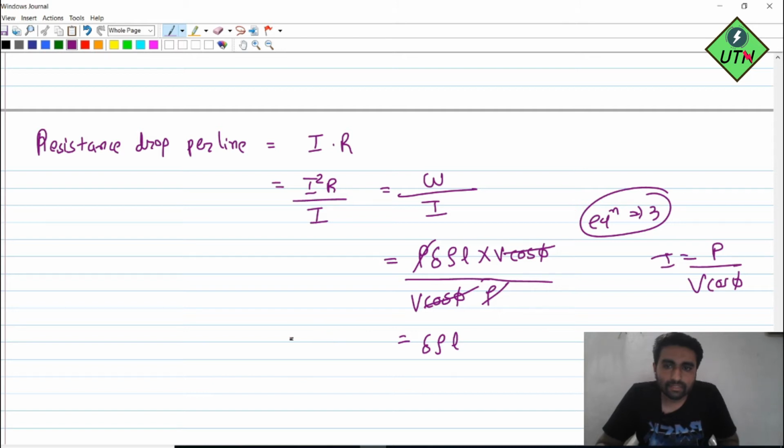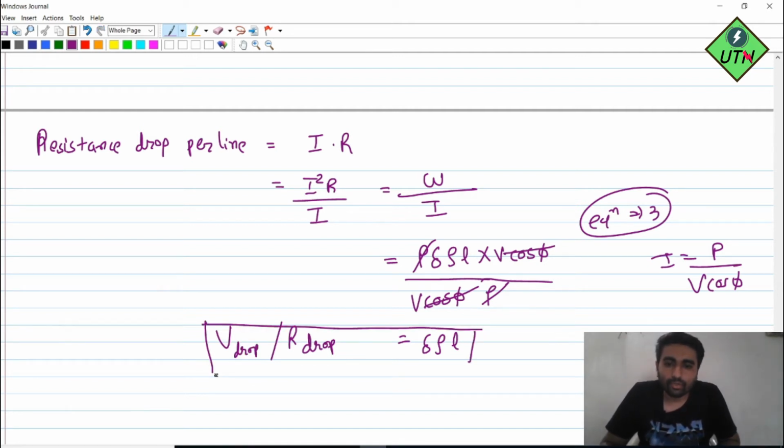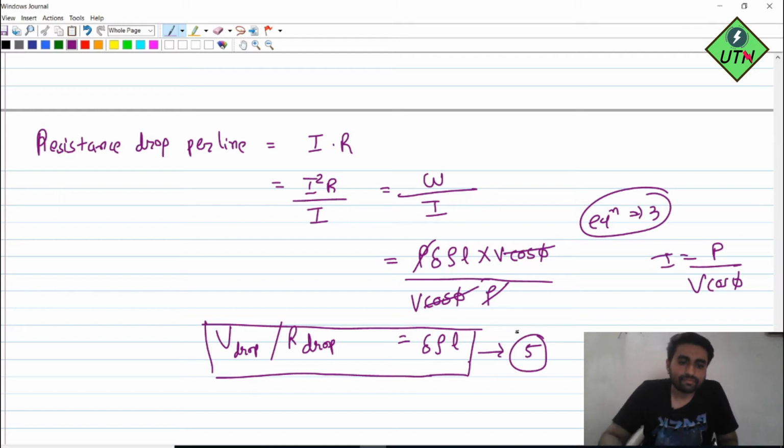So our resistance drop, or sorry, voltage drop, is going to be delta into rho into L. Okay, and this is going to be our equation number 5.